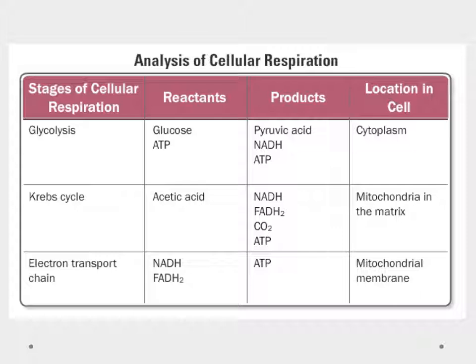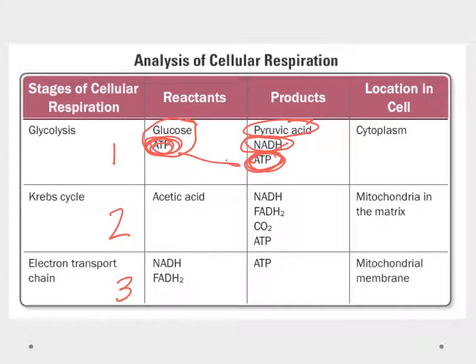So just as a quick review, our three stages: first was glycolysis, then the Krebs cycle, and then the electron transport chain. In glycolysis, we start with glucose and that ATP, and we're going to form this pyruvic acid, okay, and we're going to make this NADH, which is an electron carrier, and then we generate ATP. So even though we're using a little bit here, we generate a little bit more. So the net result is a positive ATP, and remember, this happens in the cytoplasm.